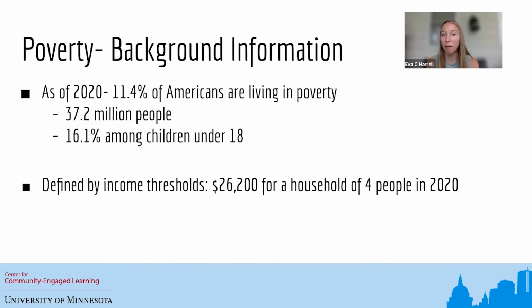issues connected to poverty. And in case anyone doesn't know, poverty in the United States, or the poverty line, is defined by income thresholds. So it changes based on the number of people that are in a household. And I pulled the numbers for 4 people in a household. So if there's 4 people living in a house, the income threshold for the poverty line is $26,200.